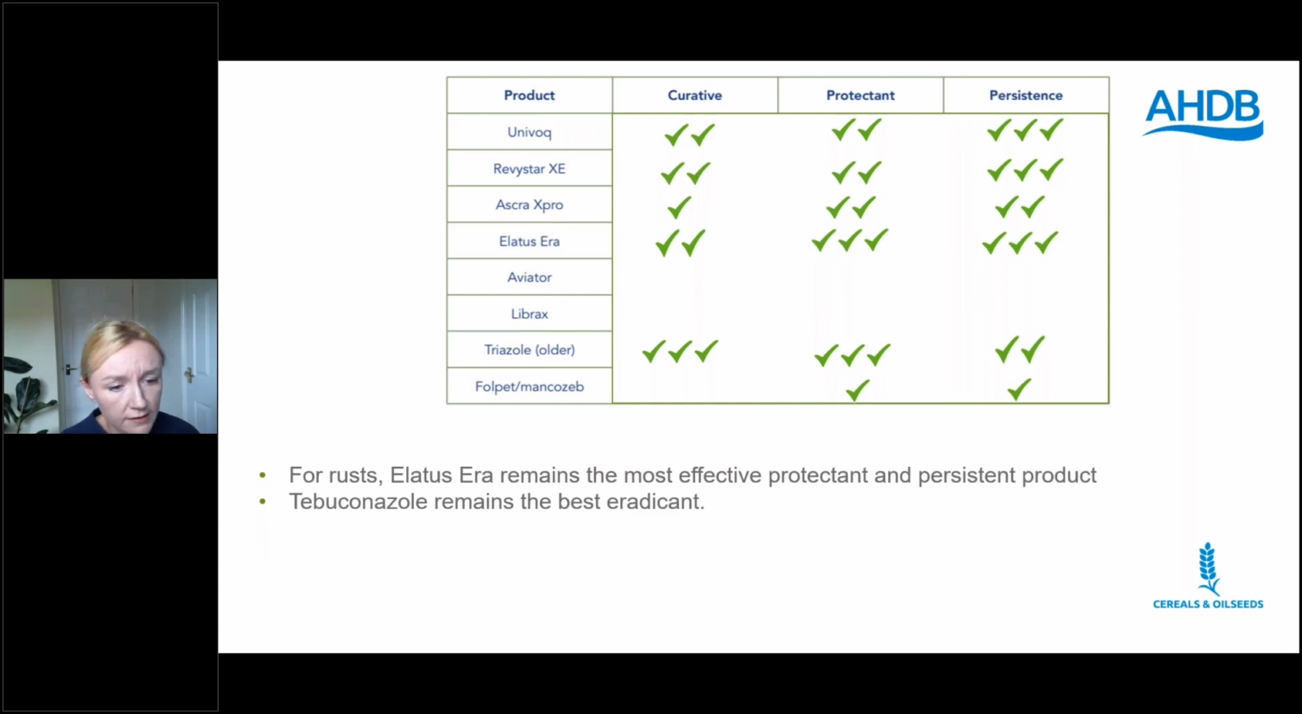So for rust, Latticera remains the best product there for both protectant and persistent capabilities, and tebuconazole remains the best eradicant. But we do have a number of other options there which provide good curative and protectant ability, as well as very good persistence, especially the newer products like Univoc and Revistar.